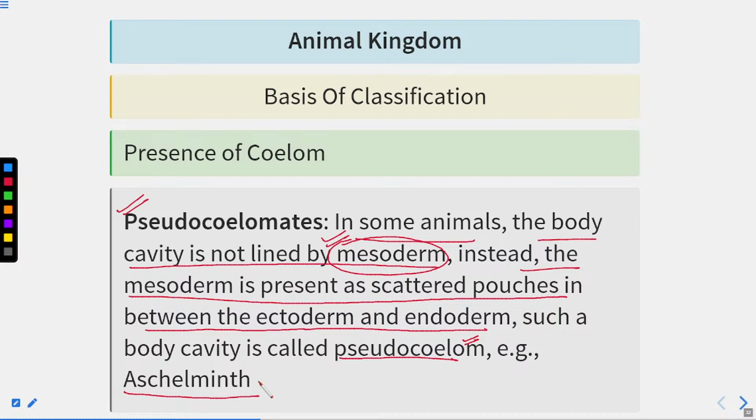The best example, the phylum that shows the pseudocoelomates, is Aschelminthes. Very, very important point. Do remember that the organisms belonging to the phylum Aschelminthes are pseudocoelomates because they do have a body cavity, but their body cavity is not lined by the mesoderm layer, and that is why they are called pseudocoelomates. The cavity is present as scattered pouches. So please do remember this, pseudocoelomates.